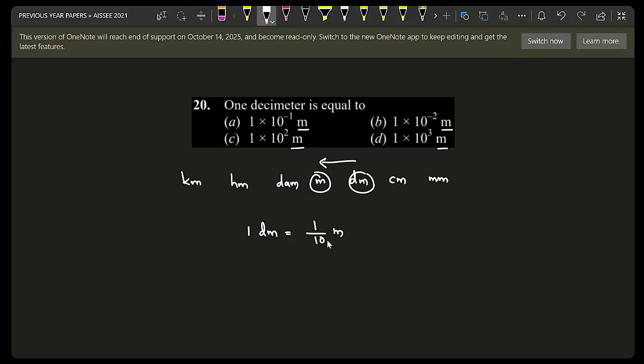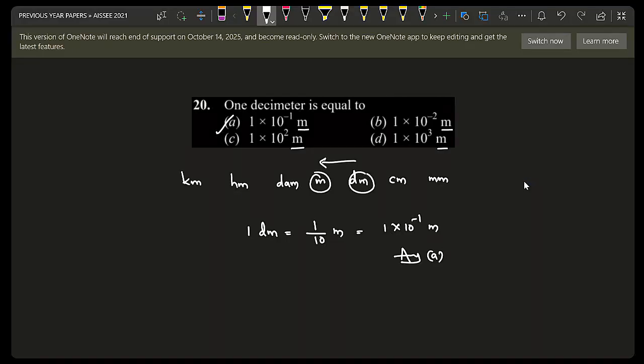But 1 by 10 is directly not given in the options. So what can we do? 1 by 10 is nothing but 10 to the power minus 1. Suppose 1 by 100 is there, you will write 10 to the power minus 2, because 10 square is 100. 1 by 1000 is nothing but 10 power minus 3. So the answer is option A, 1 into 10 to the power minus 1 meters. Option A. Doubts, you can raise a hand.